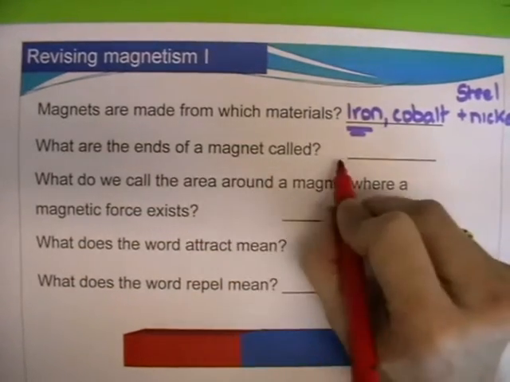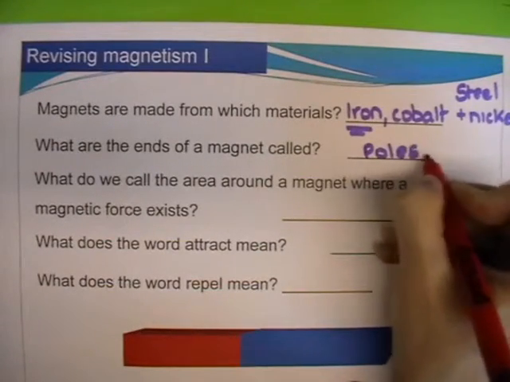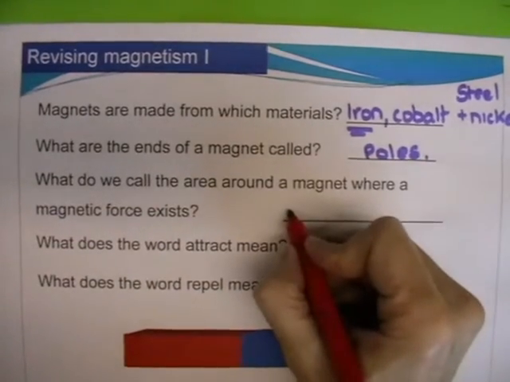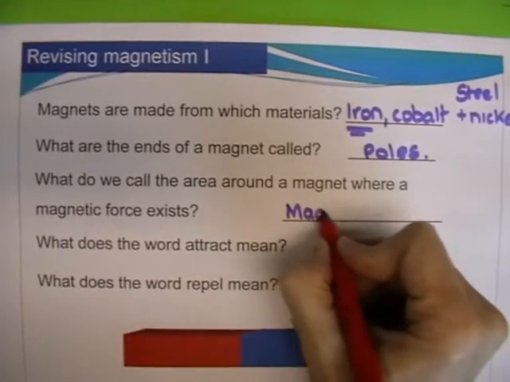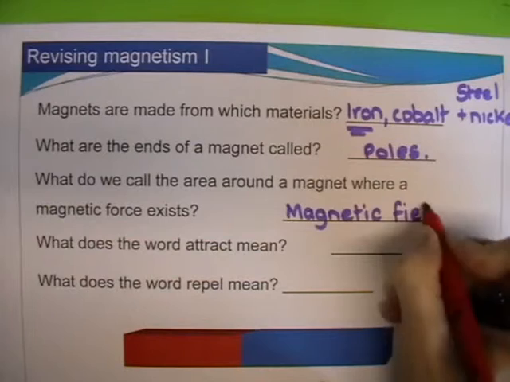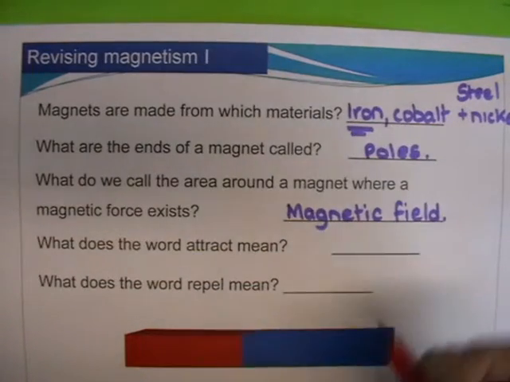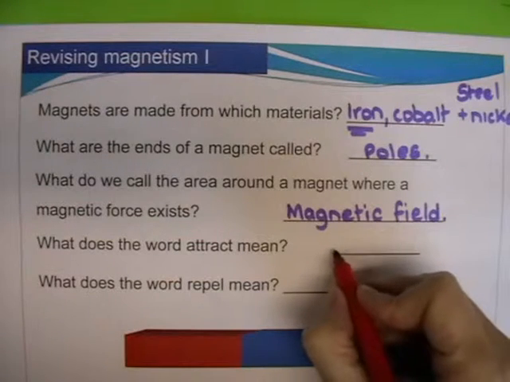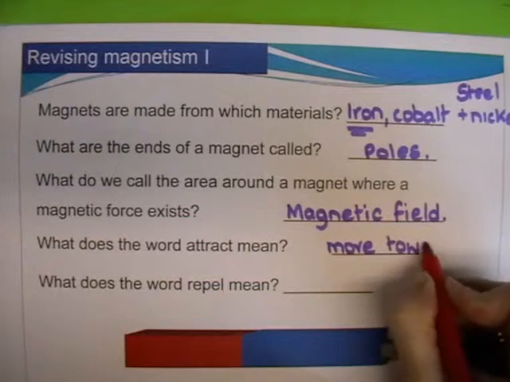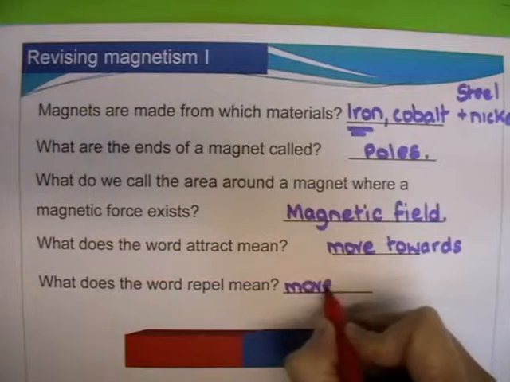What are the ends of a magnet called? They're called the poles. What do we call the area around a magnet where magnetic force exists? We call it a field or a magnetic field. What does the word attract mean? It means that 2 objects move together or come together. So to attract is to move towards each other. And repel means to move away.